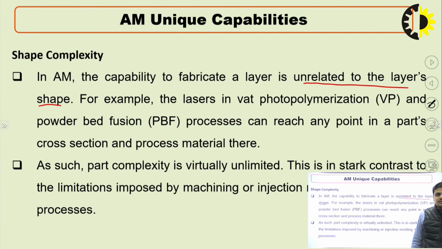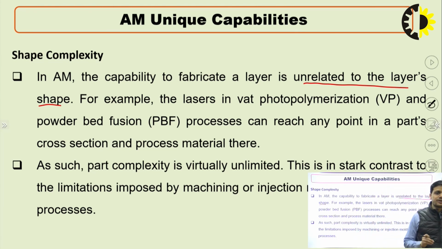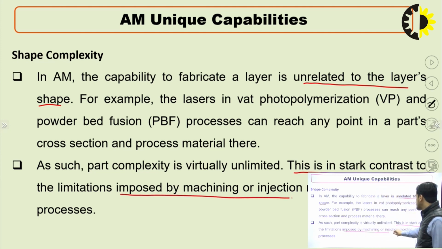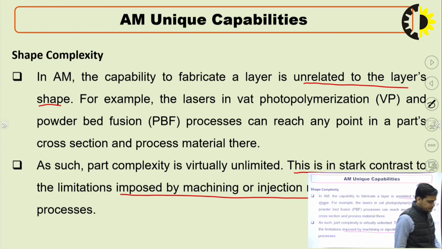So if we talk about any complex object, your laser can reach the particular point that you cannot reach by conventional processes. As such, part complexity is virtually unlimited here, and this is in stark contrast to the limitations imposed by machining or injection molding, two common processes. You cannot do that even with CNCs or with moldings, but you can manufacture it using AM.